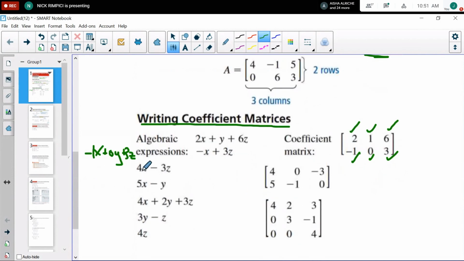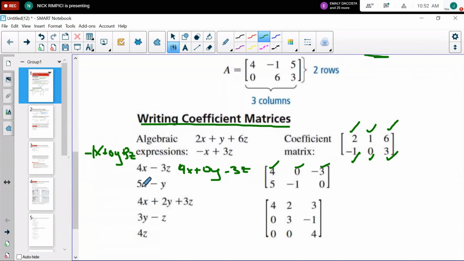In this next one here, again, okay, you'll notice that y is missing. So this is technically 4x plus 0y minus 3z, okay? Because y is missing, you have to write the 0 there. So 4x, so the coefficient for x is 4, check. The coefficient for y is 0, check. And the coefficient for z is -3, check.